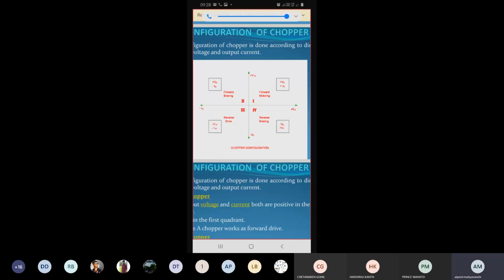Okay, the output voltage is negative and output current is positive. So in this condition, the chopper will operate in the fourth quadrant. According to this output voltage and output current direction, the configuration of chopper is done, and the chopper is classified into 5 categories: type A chopper, type B chopper, type C chopper, type D chopper, and type E chopper.